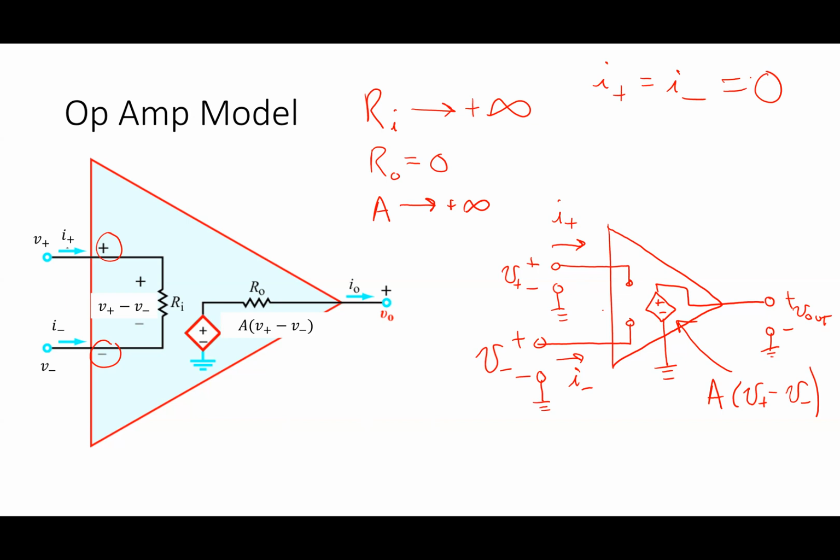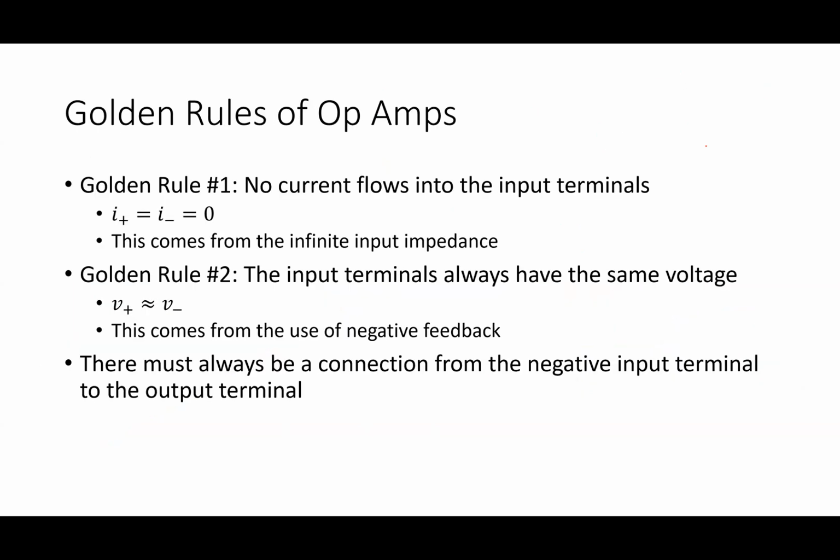Now, V plus and V minus, what about them? Well, we basically showed that because the gain is so big and because of the way we operate these things, it's always true that V plus and V minus are approximately equal to each other. Not necessarily 0, but approximately equal to each other. And so that led to these two rules here. The first one is no current flows into the input terminals. All right, that comes from the fact that this guy has infinite input impedance. And the use of what we call negative feedback leads to the second golden rule, which is the input terminals always have the same voltage.